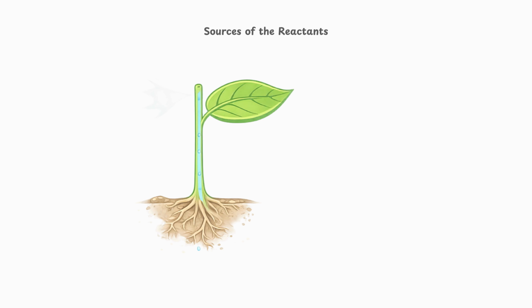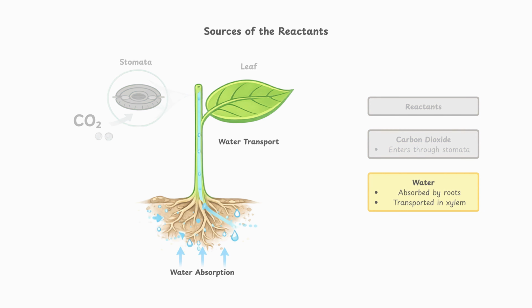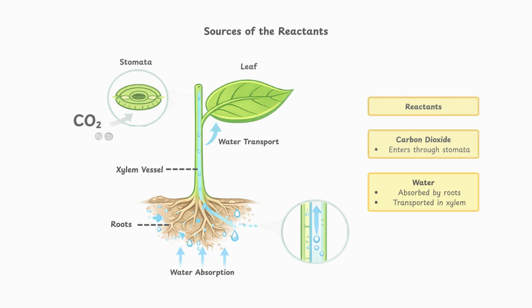To make food, plants need 2 essential raw materials. But have you ever wondered where these materials come from? The first is carbon dioxide, a gas found in the air. It enters the leaf through tiny openings called stomata. The second is water. This is absorbed from the soil by the roots and transported through xylem vessels up the stem and into the leaves. Once both carbon dioxide and water have reached the chloroplasts, the plant has the key ingredients needed to make food through photosynthesis.